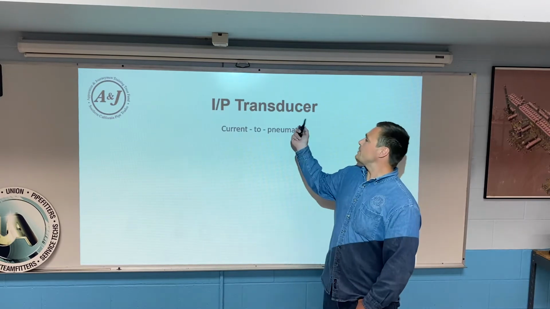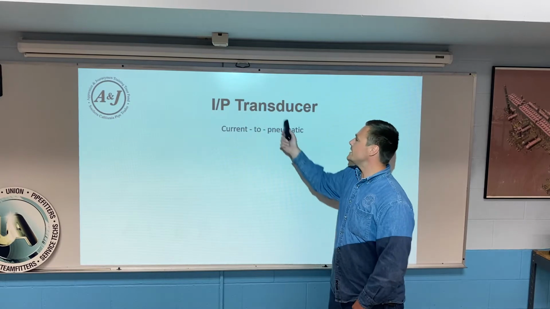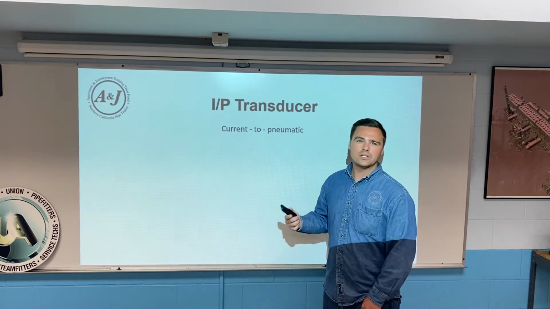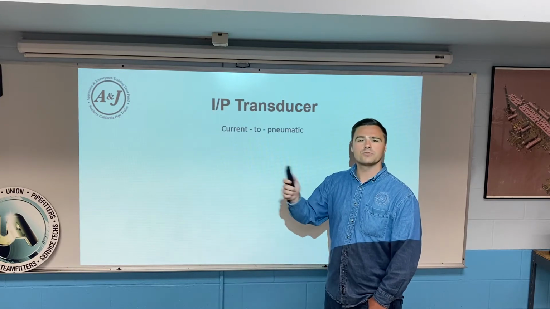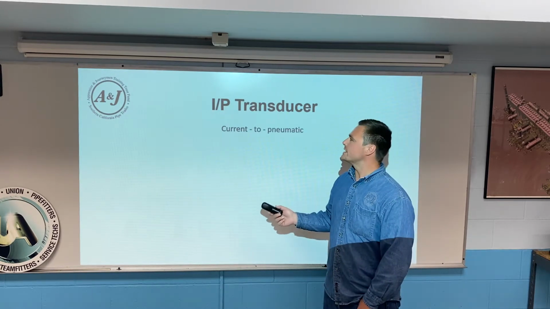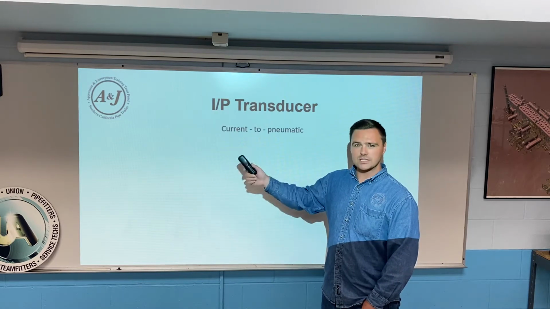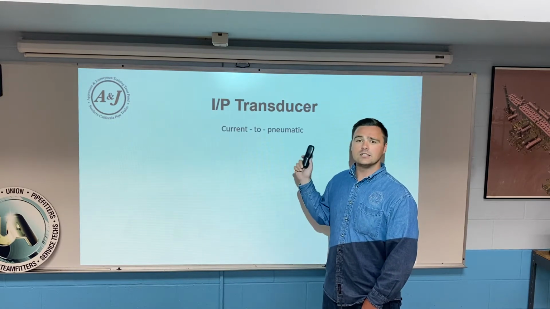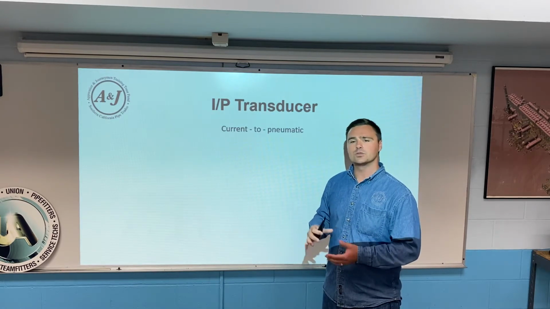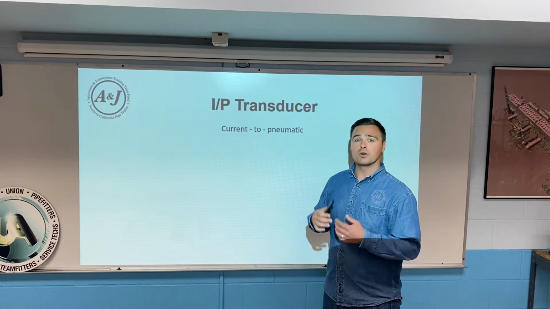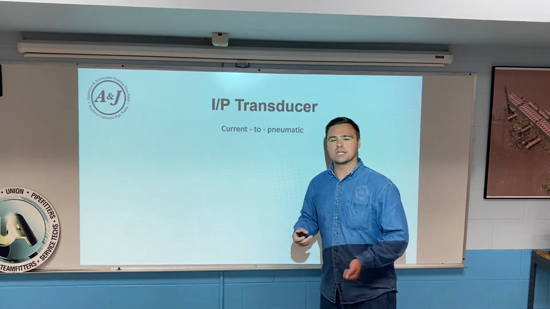So I to P transducer stands for current to pneumatic. I is current, P is pneumatic. The point of an I to P transducer typically is to relay our signals from our control room to our field devices. The reason for doing this is because it is much simpler to send an electric signal long distances than a pneumatic signal. Some devices, though, are only compatible with pneumatic signals, which is why we need to use them. But from the control room, we're going to be sending an instantaneous 4 to 20 milliamp signal.